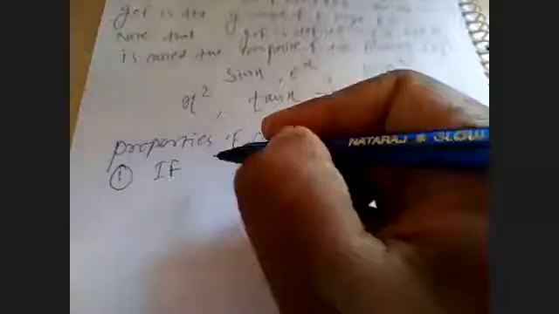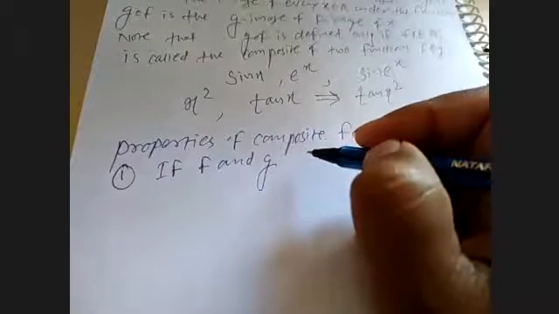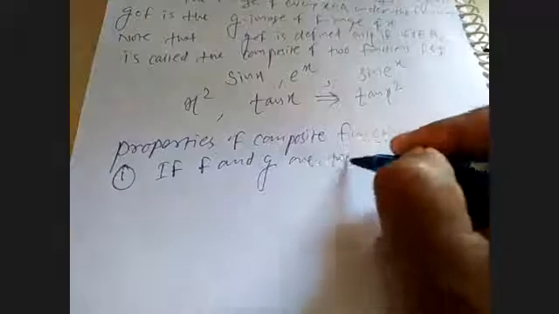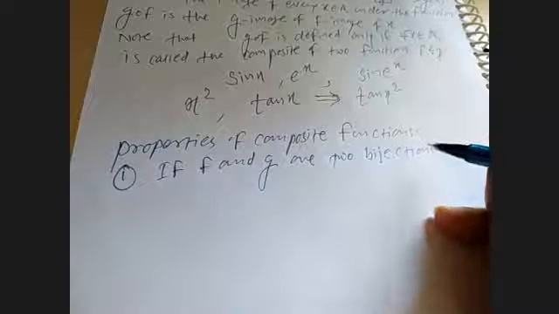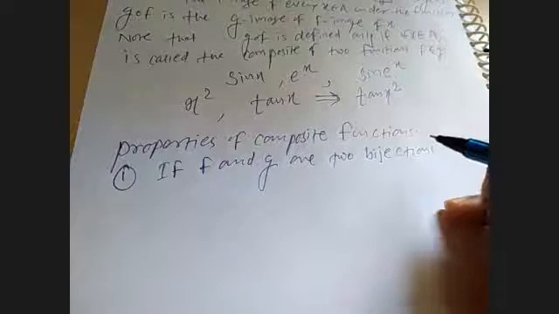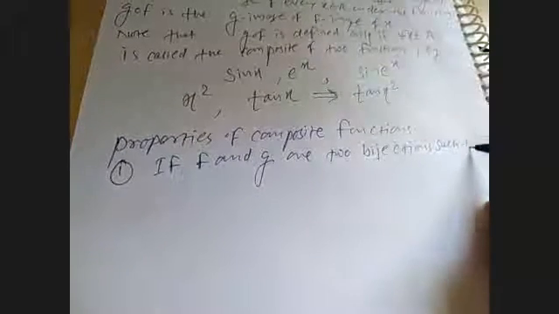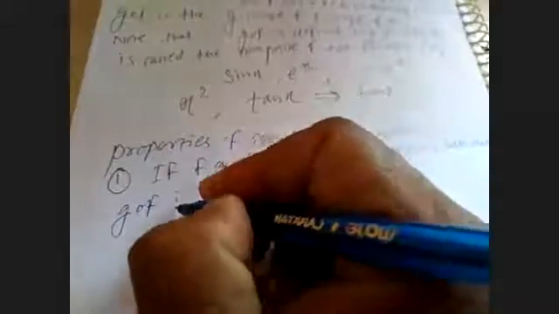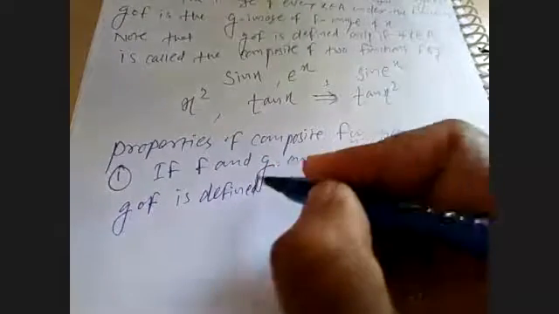It means if f and g are two bijections such that g of f is defined, then g of f is also a bijection.